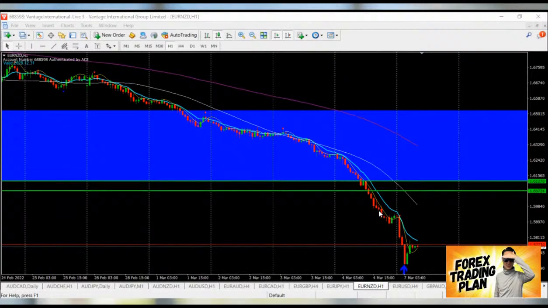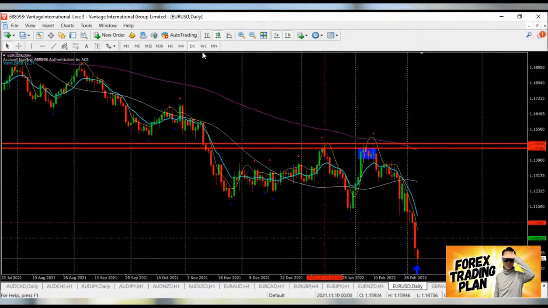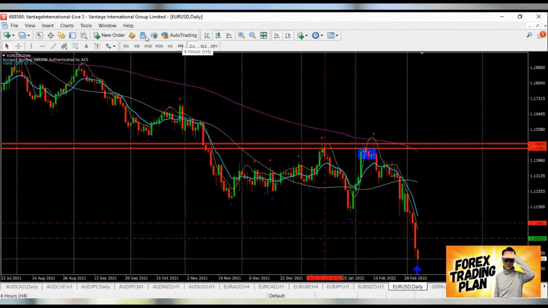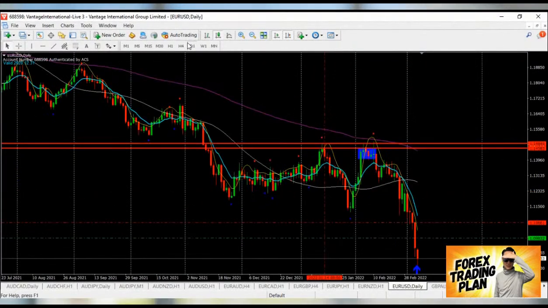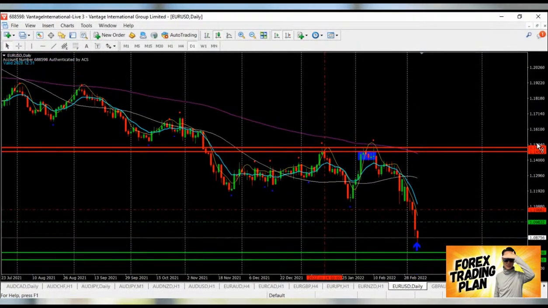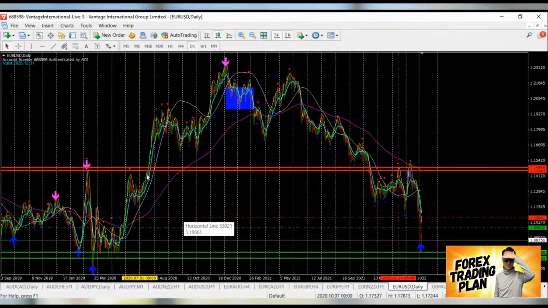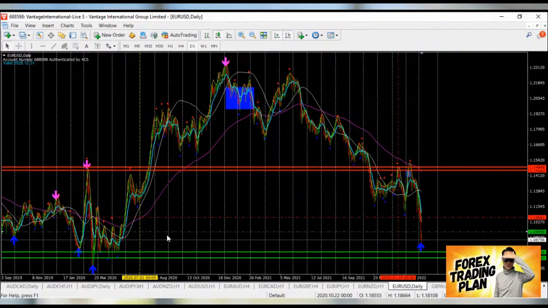So let's move again. Euro dollar, from here it actually moved down. Then, as we can see, it's very near to the bull zone. Correct? It's very near to the bull zone. Is there any danger? Let's look at where the support level is.